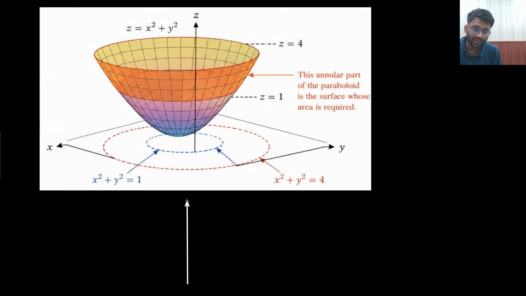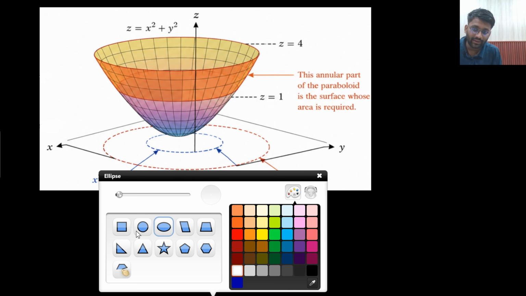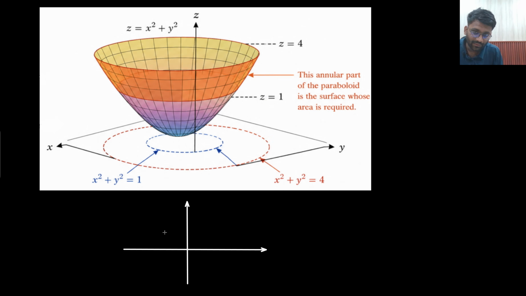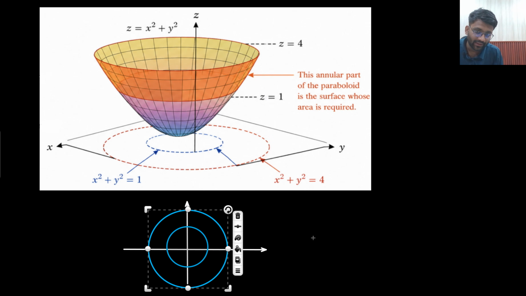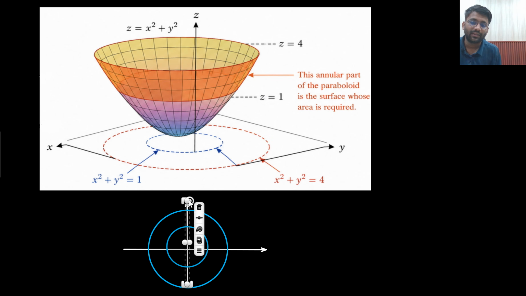If you look closely, on the xy plane I will be getting a circle of radius 1 and a circle of radius 4. This is what I will be getting. I hope you are able to visualize. That's why I made that diagram. Sometimes a diagram is important to make, because everything cannot be done with the formula.